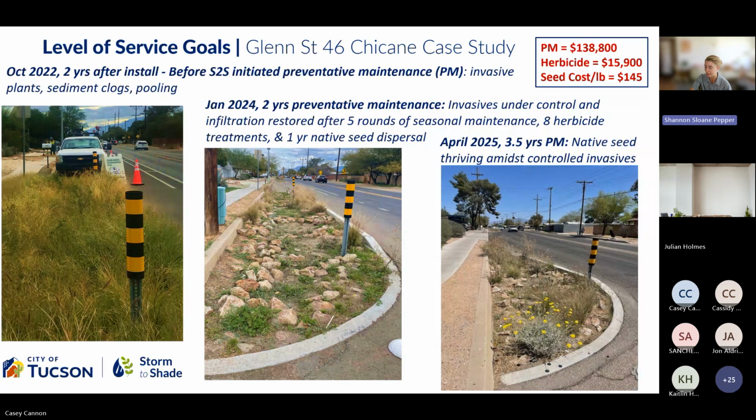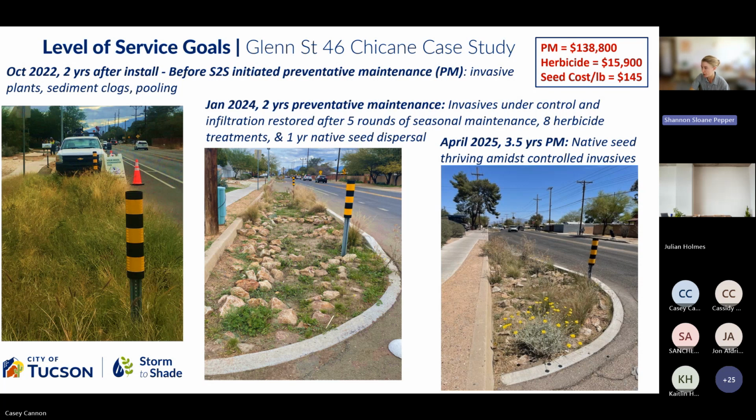It's basically an inlet outlet type of green stormwater infrastructure. So then after 2 years of preventative maintenance, that's the middle picture there, you can see that the invasive species are under control, infiltration was restored, and then there was kind of a big effort to plant some native seed to combat the invasive species.